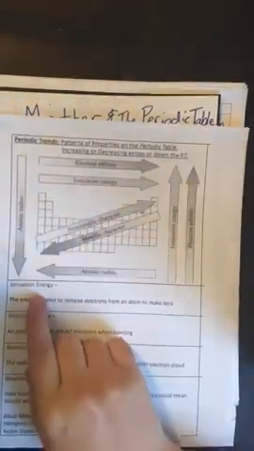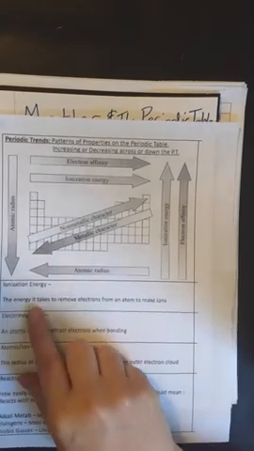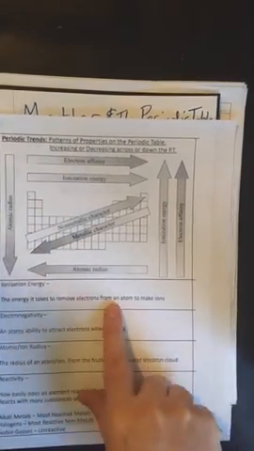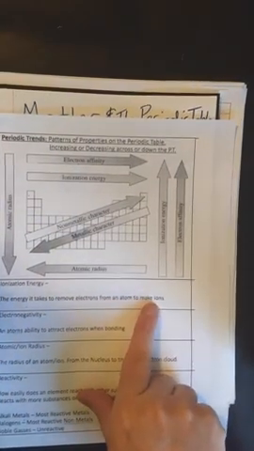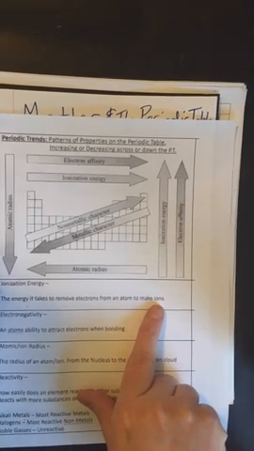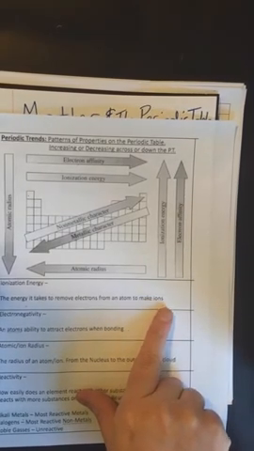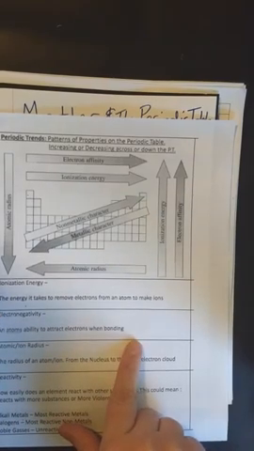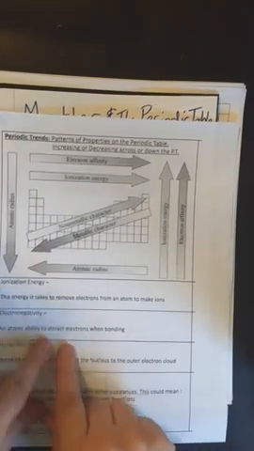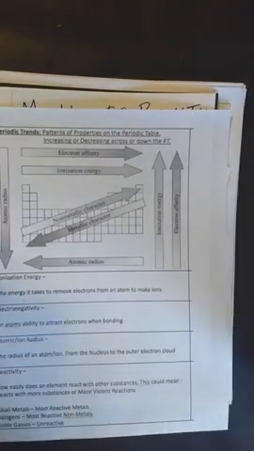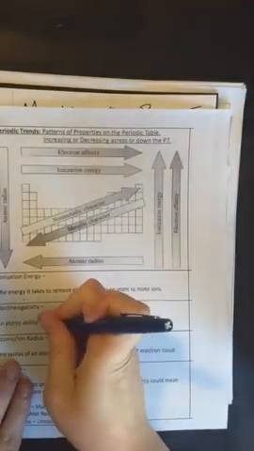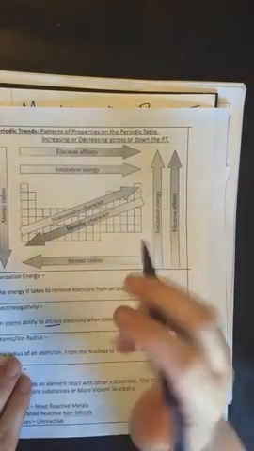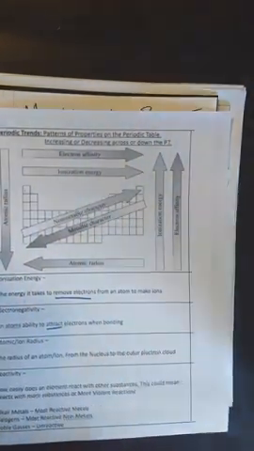So the first one is ionization energy. This is the energy it takes to remove an electron from an atom and to make it an ion. And this goes very much hand in hand with this term electronegativity, an atom's ability to attract electrons. They're kind of the opposite of each other. So here it's saying it's how good they are at attracting electrons. This is measuring how good they are at getting rid of electrons.